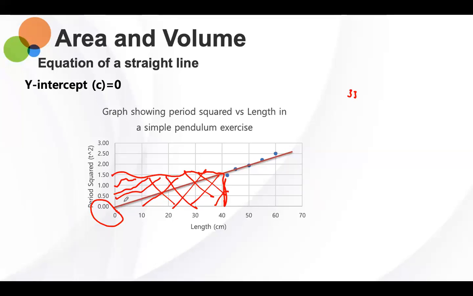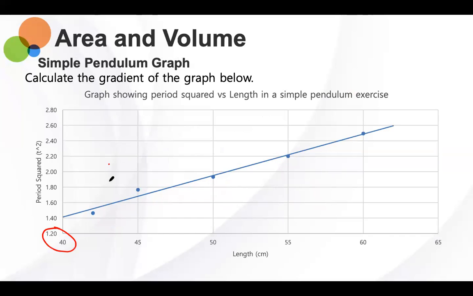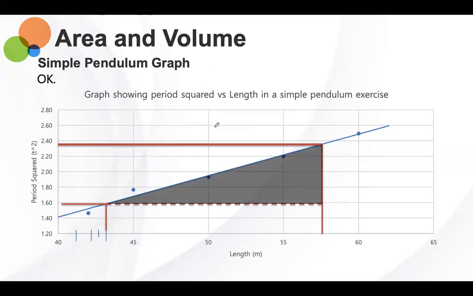We don't want to waste so much of our graph paper, so we cut out these areas here, right? We cut out these areas to prevent wasting our graph paper. So we can start at 40, and as a result, we can get more information as it relates to joining our graph, and our results are much more accurate.